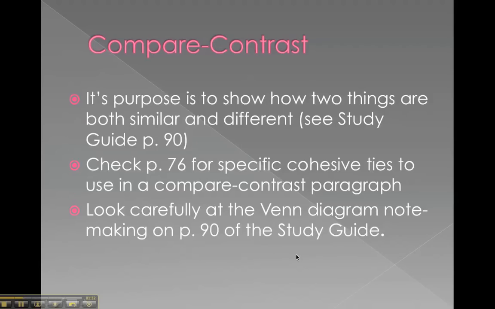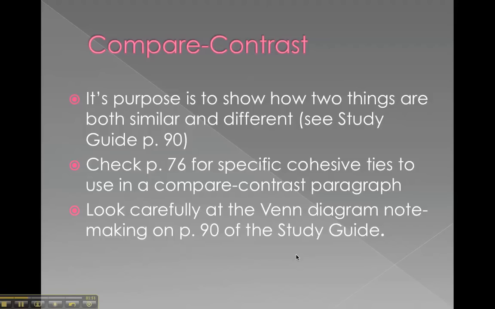With the compare and contrast paragraph, on page 90 of the study guide, it really clearly states that the purpose of this paragraph is to show how two things are both similar and different. So what do they have in common, and then in what way are they unlike each other?